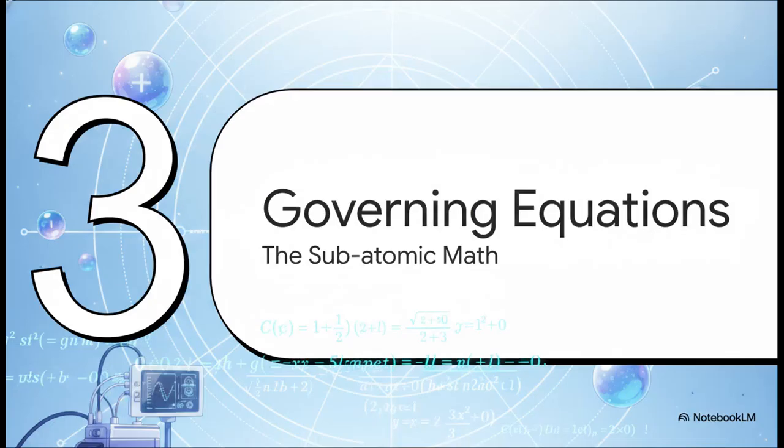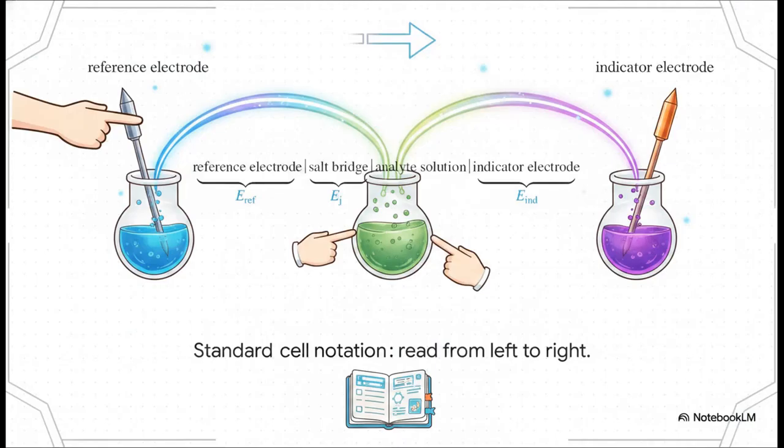Now that we've got the hardware sorted out, we have to ask, how does this instrument actually calculate the concentration of those invisible ions? Let's get into Section 3, the governing equations. Before we actually crunch the numbers, chemists use a standardized shorthand to describe the exact physical setup we just talked about. And you always read this notation from left to right, which is exactly how the potential builds.